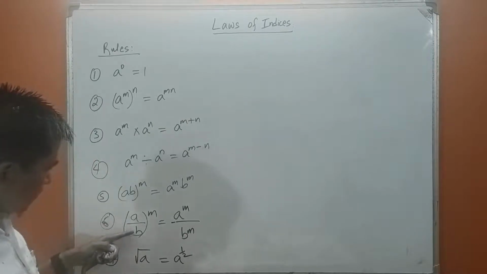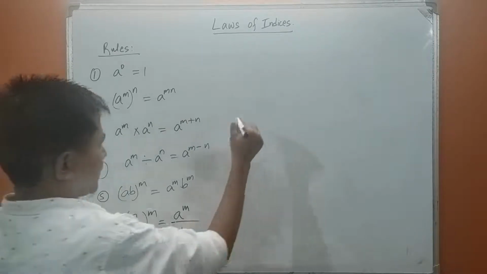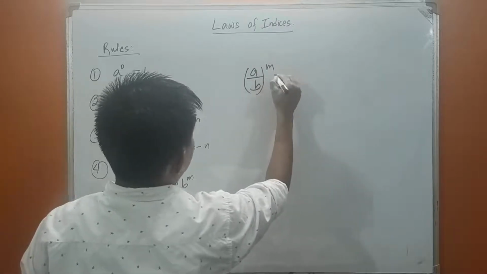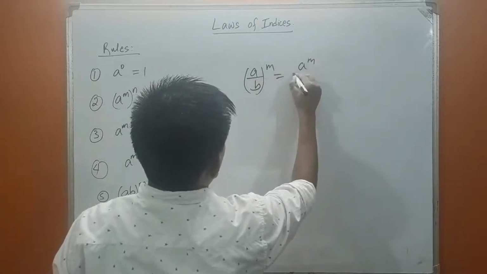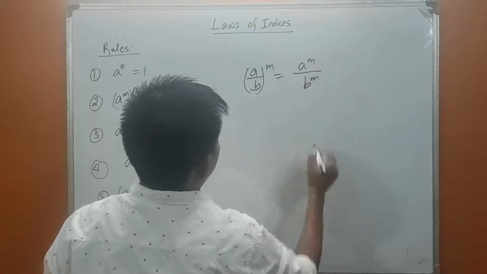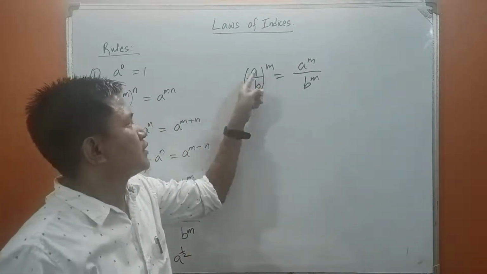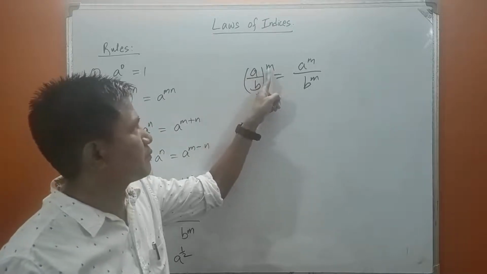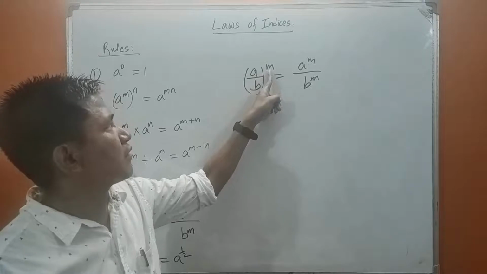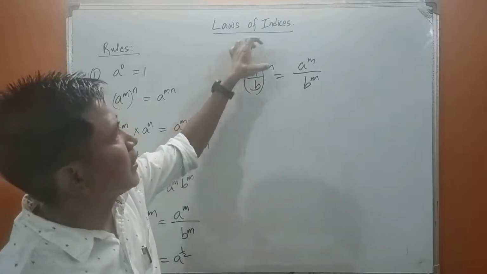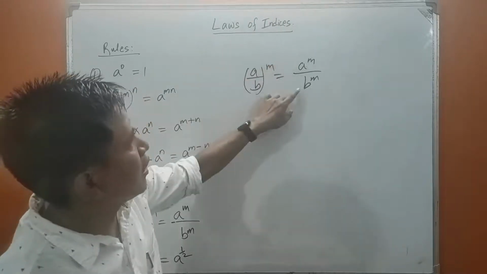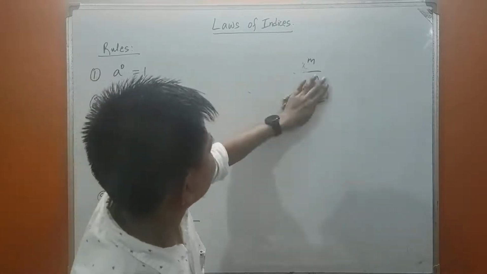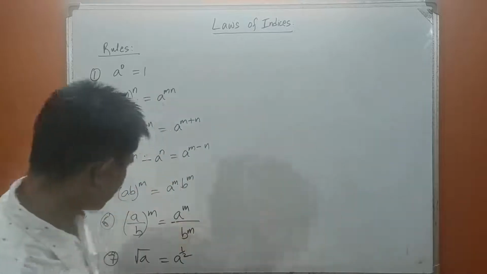A by B whole to the power m equals A to the power m upon B to the power m. Since both A and B are within the bracket and m is outside the bracket, isn't it? The power is outside the bracket, so this power applies to both A and B, okay? A to the power m upon B to the power m. Got my point? Okay. Now, let us move to the last one.